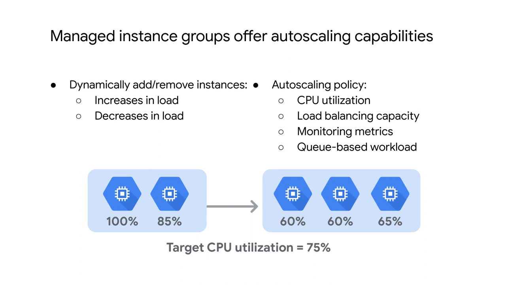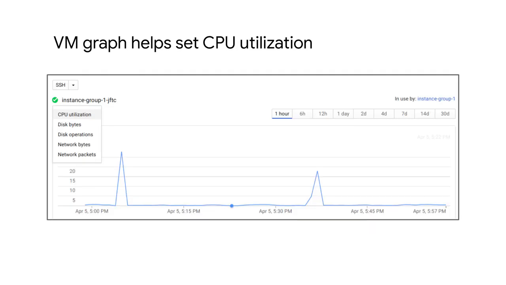Now you might ask yourself, how do I monitor the utilization of my instance group? When you click on an instance group or even an individual virtual machine, a graph is presented. By default, you'll see the CPU utilization over the past hour, but you can change the time frame and visualize other metrics like disk and network usage.